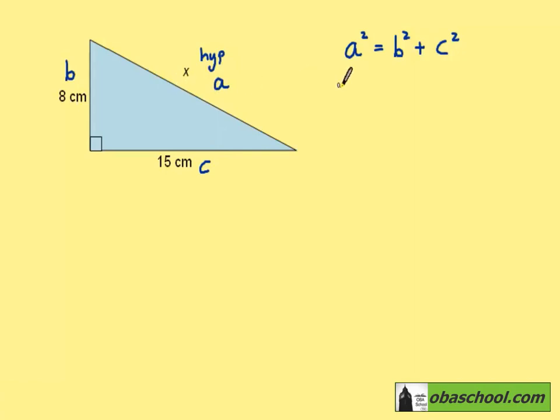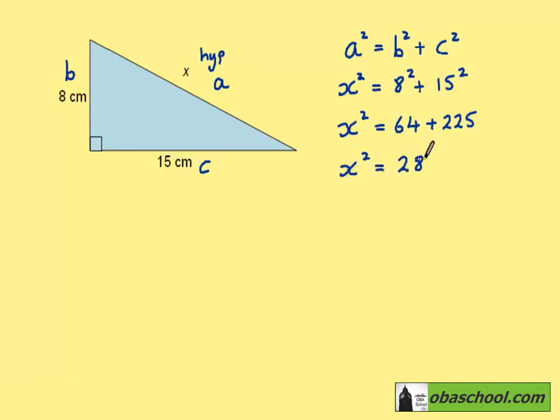Substituting into the formula, the hypotenuse is x, so we have x squared. This will be 8 squared, and this will be 15 squared. Now calculating, x squared is 64 plus 225. So x squared is equal to 289.